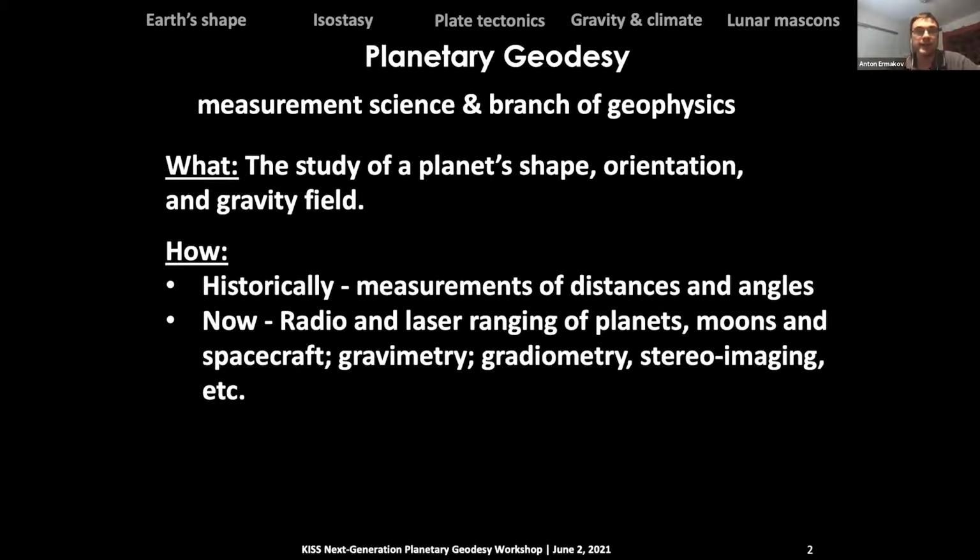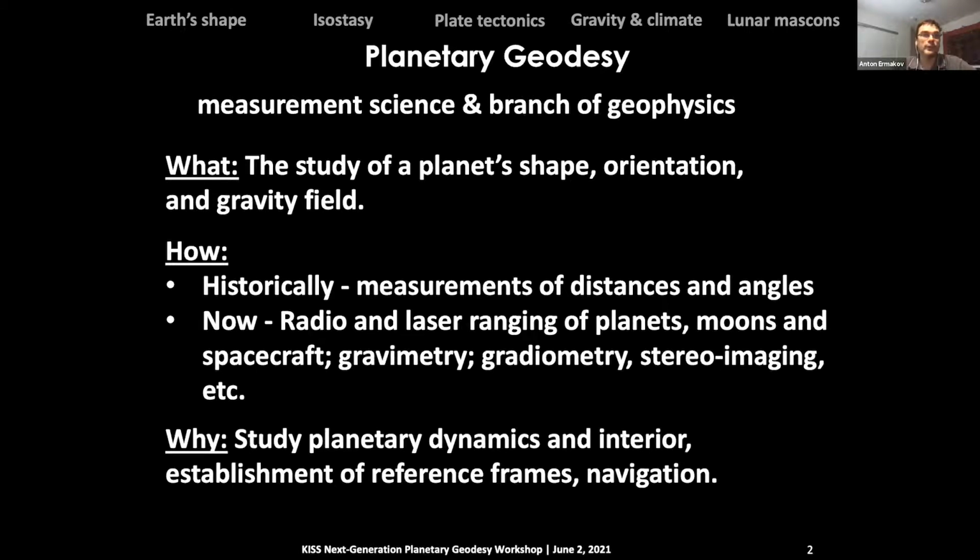Historically, by geodetic data, people meant measurements of distances and angles on the surface of the Earth. And now we have a much wider variety of data sets. We have radio and laser ranging to planets, moons, and spacecraft. We have measurements of the gravity field, both from spacecraft and on the surfaces of planets. We have measurements of the changes in the gravity field, which is called gradiometry. We can do stereo imaging of planets, basically looking at the surfaces and how these surfaces deform with time. And of course, there are many other types of data sets which we use in planetary geodesy.